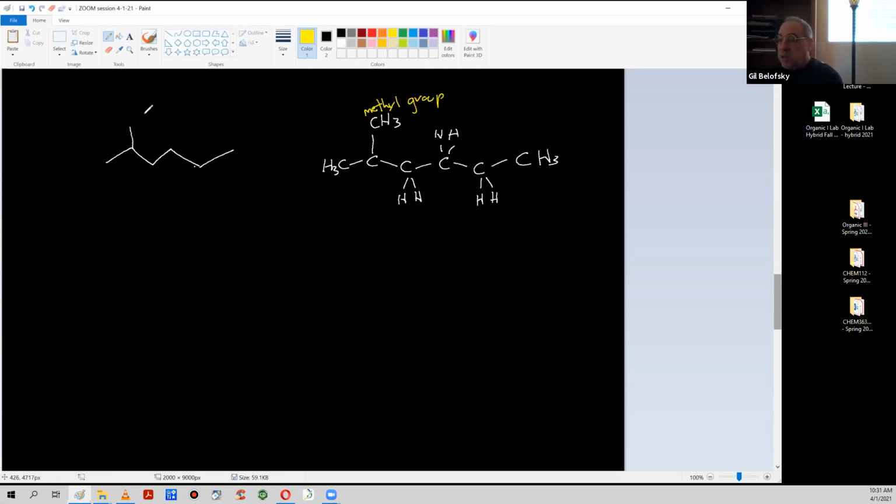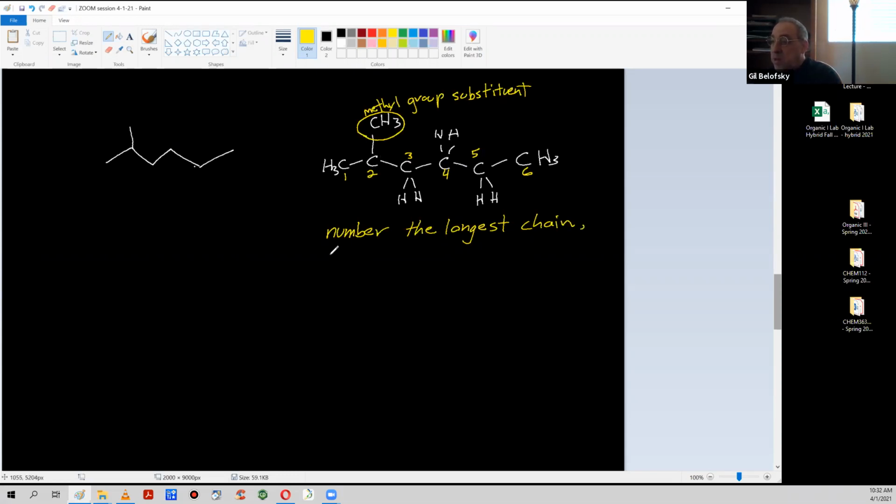So in nomenclature, we number the longest chain from one end to the other, but it's not always left to right. It's the longest chain where the substituent, that's what we call whatever else is stuck on the parent chain, the longest parent chain. So this molecule we would number from this end, 1, 2, 3, 4, 5, 6, rather than numbering it from the right side here, because that puts the methyl group substituent at 5 instead of 2.